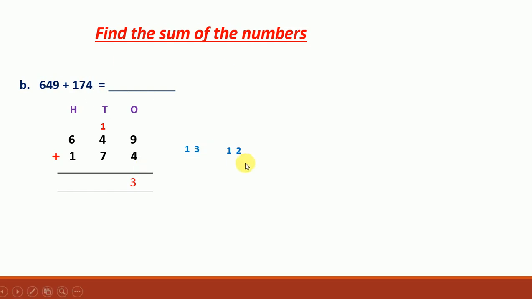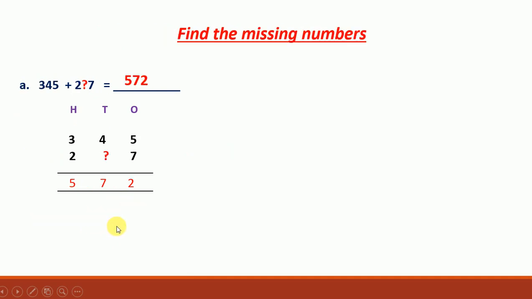From the 12, in the 12 we are having the 2 ones. Only the 2 we need to write down in the tens place, and the number of tens should be carried over to the hundreds place. So now in the hundreds place we have 1, 6, 1. Add all these 3 numbers. 1 plus 6 is 7. 7 plus 1 is 8. So the answer is 823.